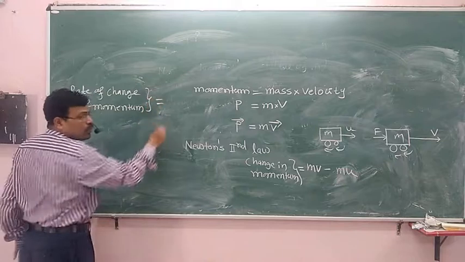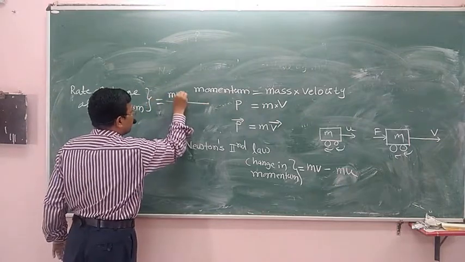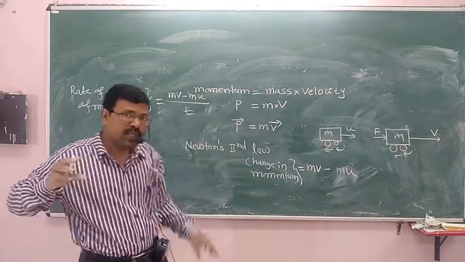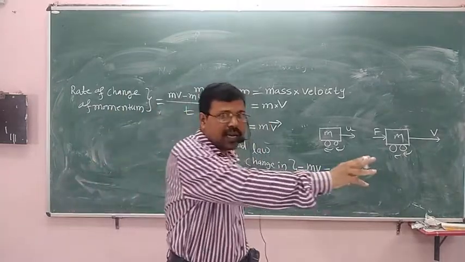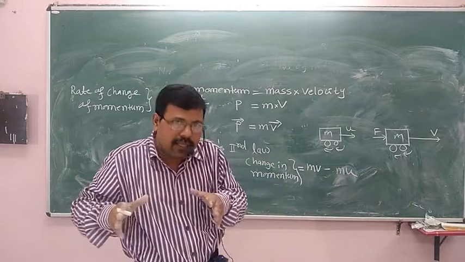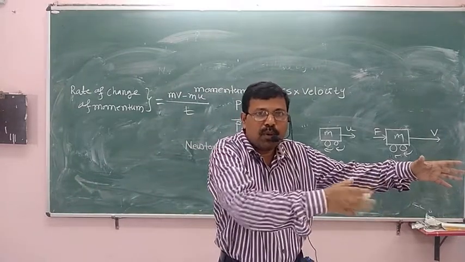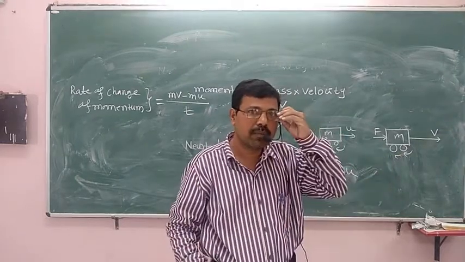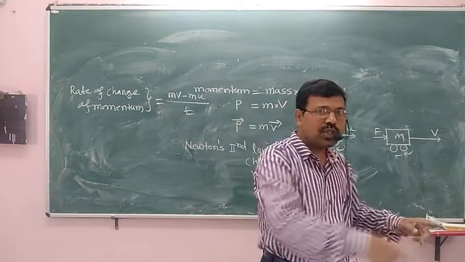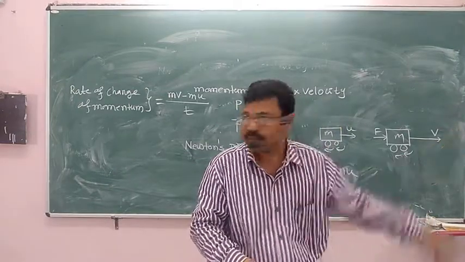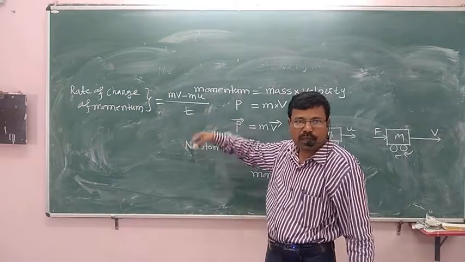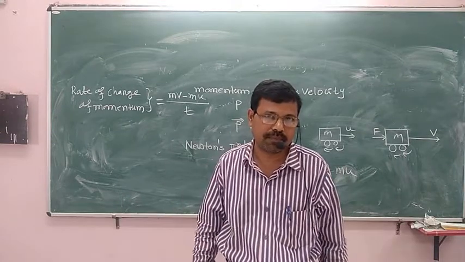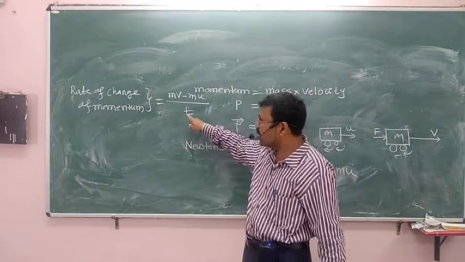How do we write? We write it as mv minus mu by t. The force is being applied constantly on the body, and there is a change in momentum of the body with time, which we call the rate of change of momentum. If the force changes, then momentum also changes. So rate of change of momentum means for every second, for every moment, there is a change in momentum, which we call the rate of change of momentum.